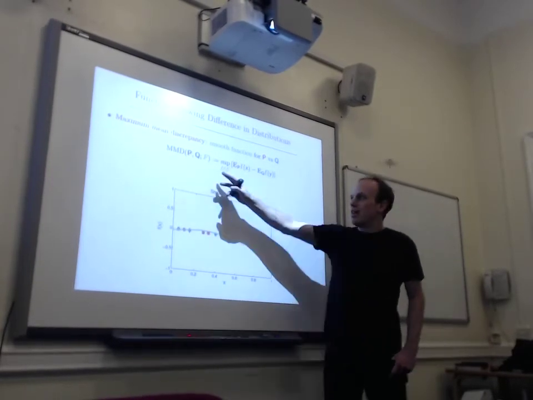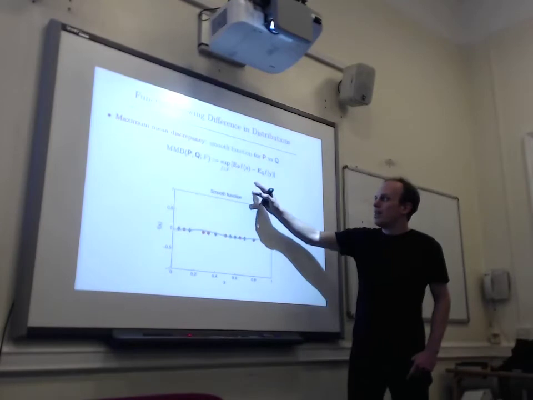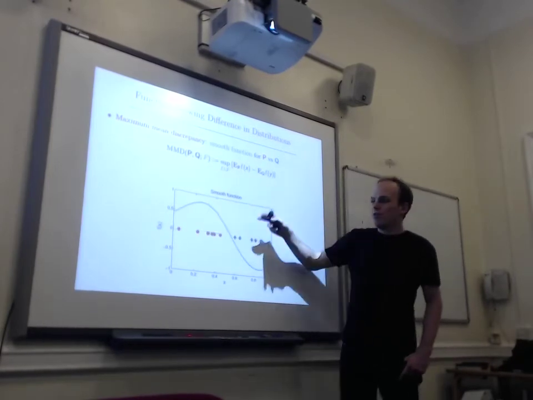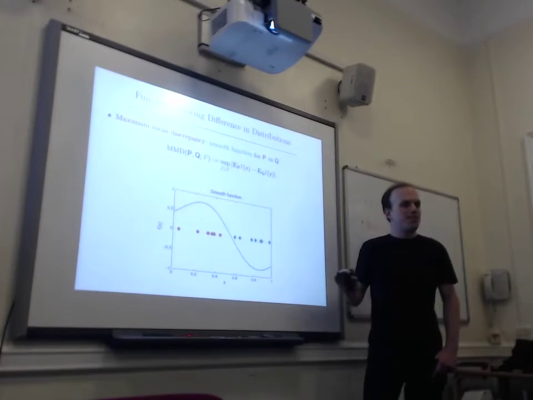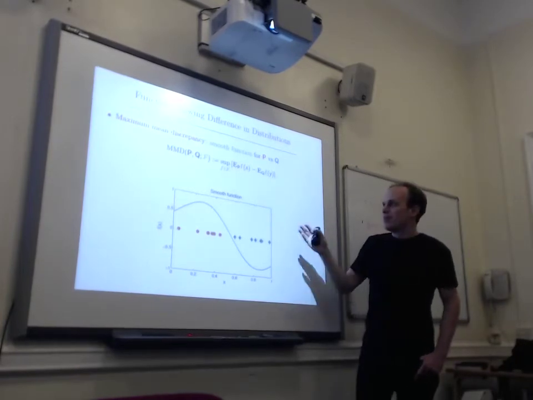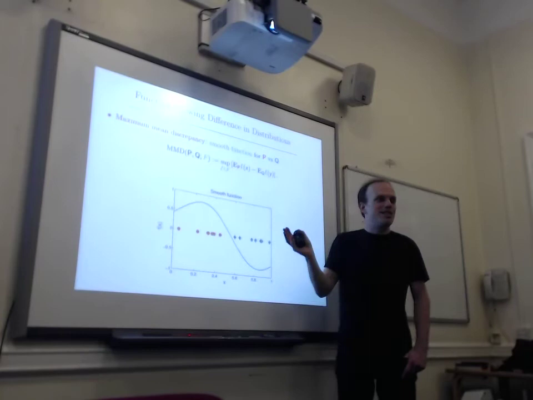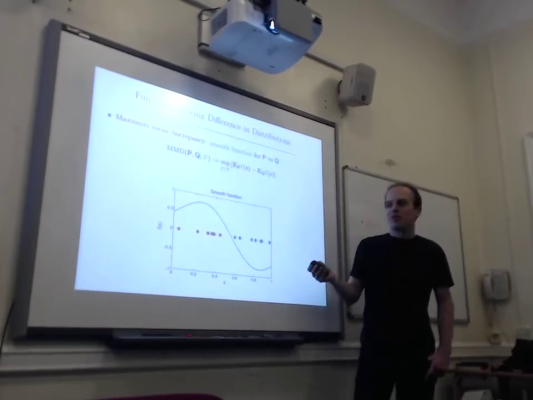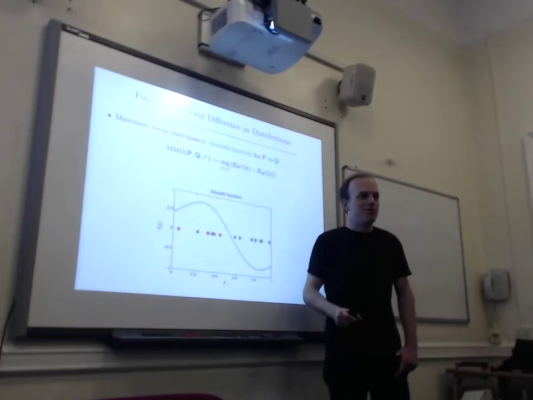So at least according to this distance measure, P and Q here are close together, but P and Q for this example are far apart. Okay, so if I've got a good set of smooth functions, then this idea captures perfectly what I want to achieve for this kind of example. Okay.